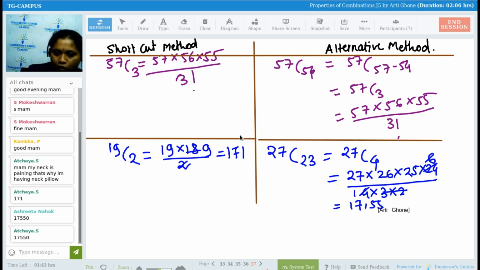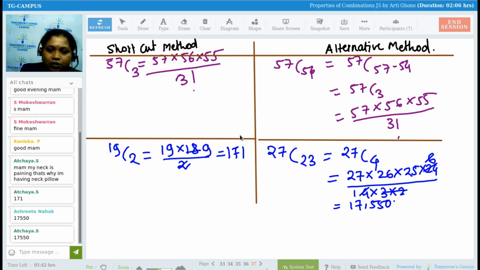Clear? How to calculate combination is clear? So in words, what is the meaning of combination? It's simply out of 19 things, I am selecting 2 things. Out of 27 things, I am selecting 23 things. Arrangement is not the word, but selection is the proper word for the combination. Selection or grouping or team making, those are the applicable words for combinations.